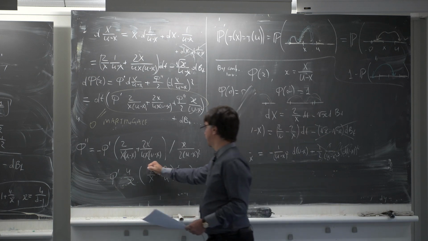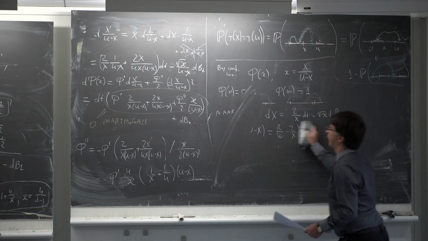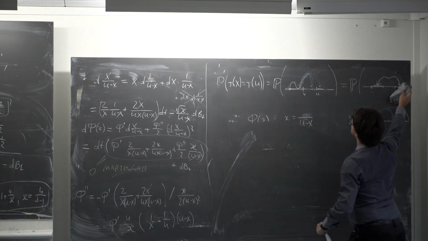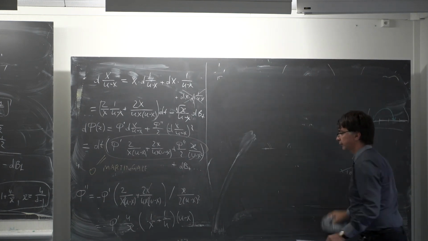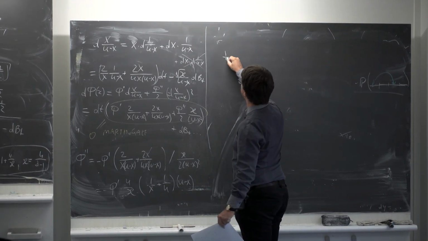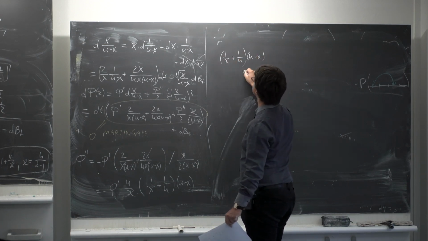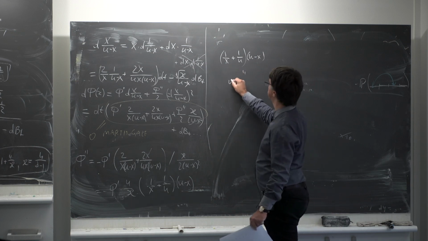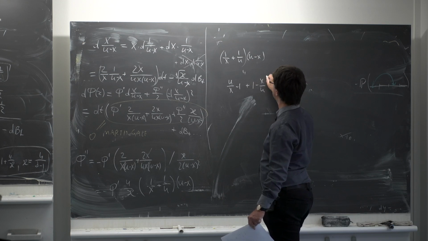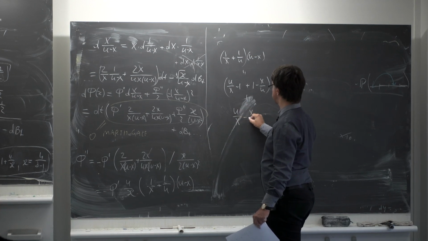Wait a second, no, 2 I already took away. So this has to be calculated. So what I have? I have 1 over x plus 1 over u times u minus x. So this will be, if I plug this in, u over x minus 1 plus 1 minus x over u. So it's u over x minus x over u.